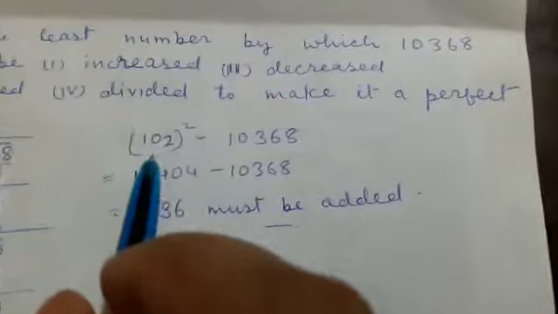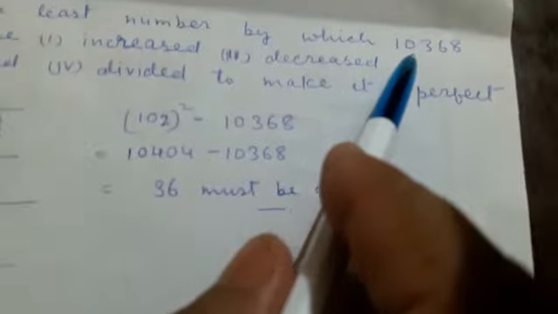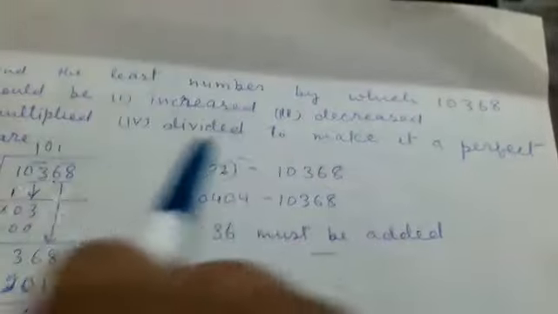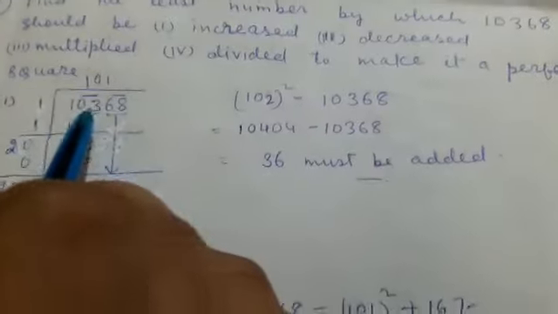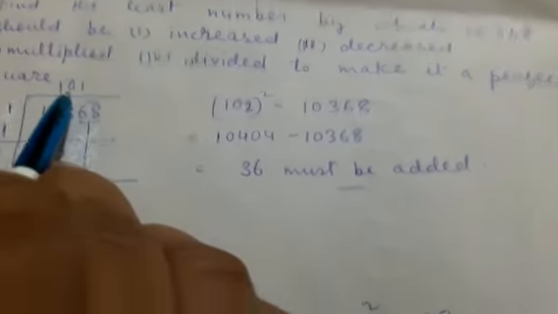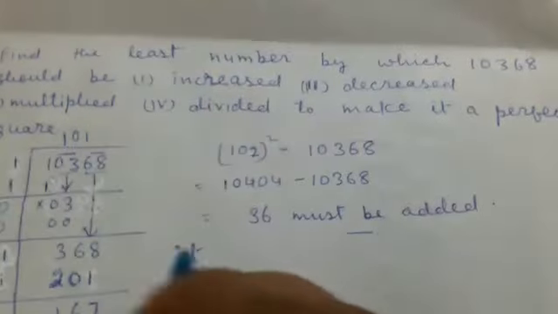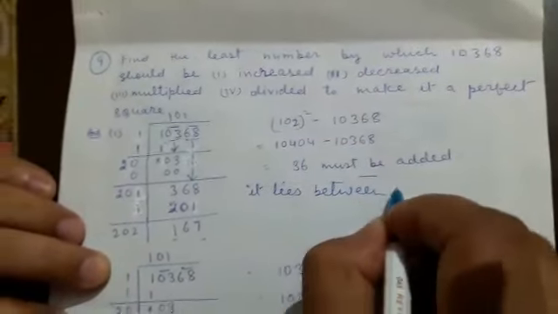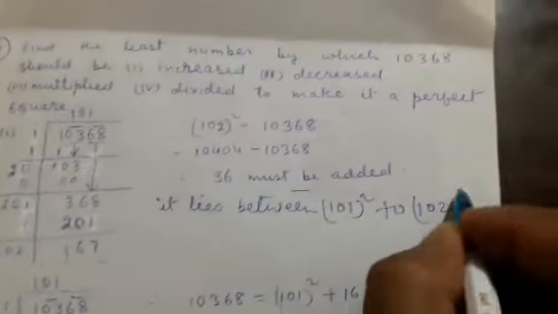So dear students, let us see what number we have to add to this number so that it becomes a perfect square. It is not a perfect square of 101. So this number lies between 101 and 102, that is, between the square of 101 and the square of 102.